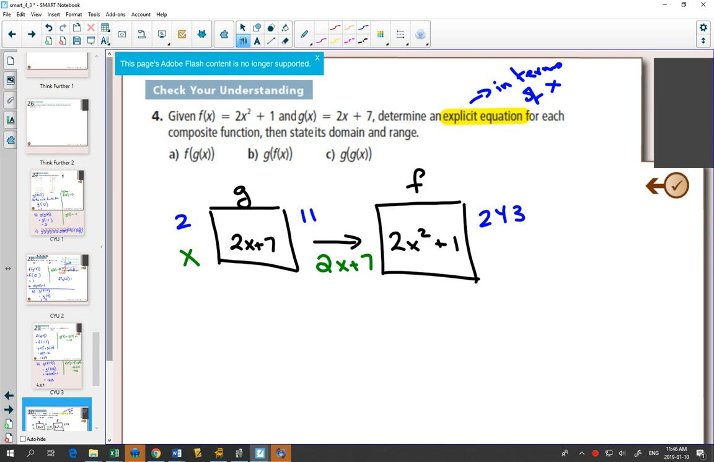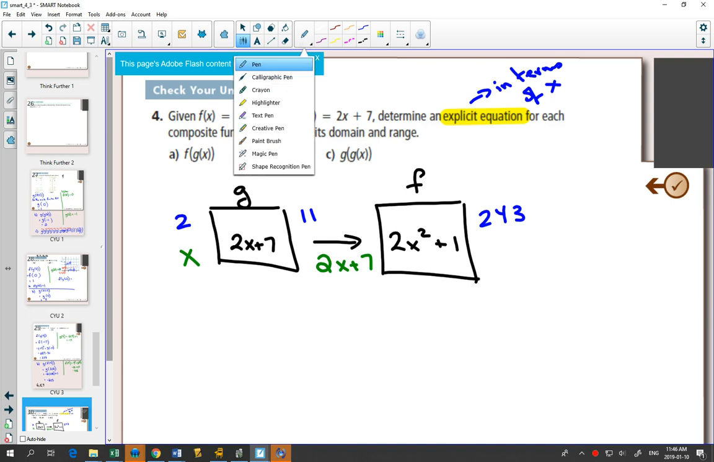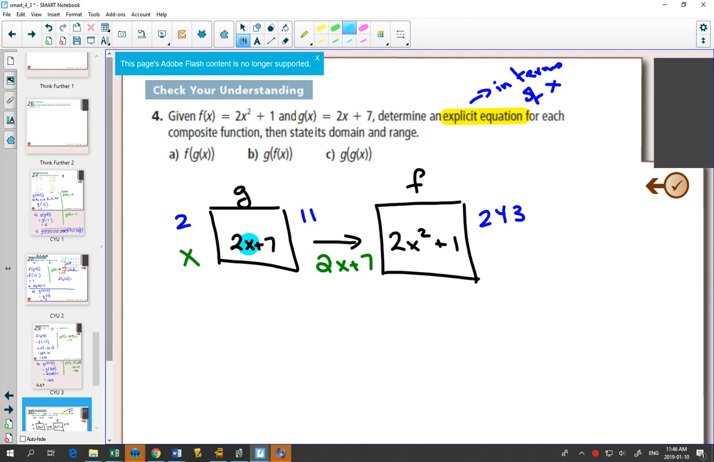The machine g takes whatever you throw in. It gets multiplied by 2 and plus 7. In f, whatever you throw in, which is the x, gets squared, gets multiplied by 2, and then adds 1. So what are we throwing in now? In green, we're throwing in a 2x plus 7. What does the F machine say it does? Whatever you throw in gets squared. So I have to take 2x plus 7 and square it. It gets multiplied by 2, and then you have to add 1.